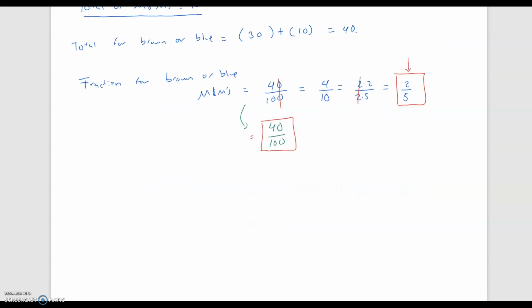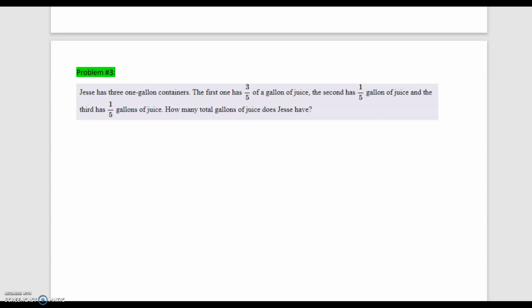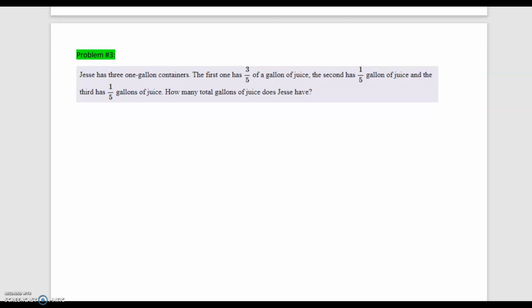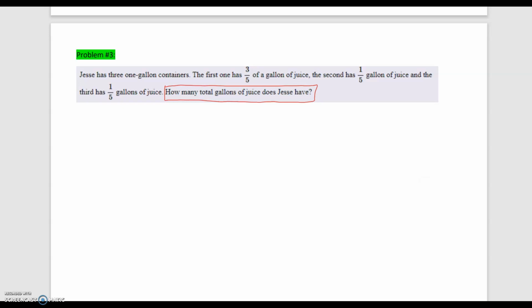Let's take a look at problem 3. Take a second and read problem 3. They're mainly asking how many gallons we have, and we basically have only portions of 3 gallon containers. So the first one has 3/5 of a gallon, then 1/5, and then 1/5.